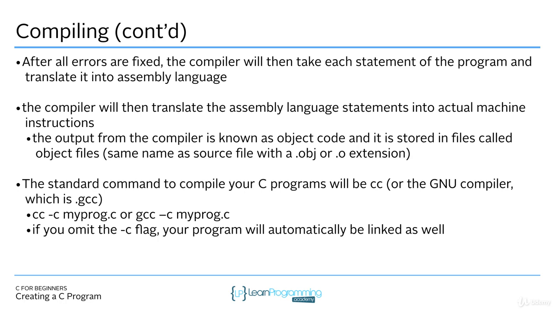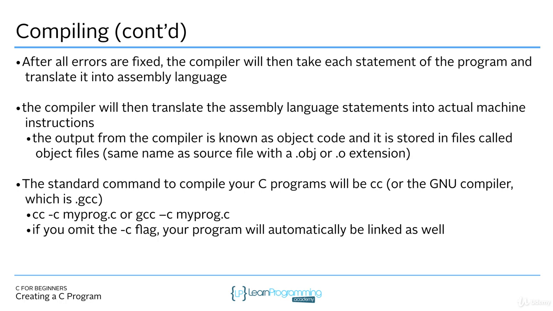You run that program and then you specify the input. Remember, the compiler takes as input the source files. You specify the input by using a -c flag and then specifying the source files, one after the other. So examples here are cc -c myprog.c, or if you're using the GNU compiler, which is a popular one, gcc -c. And if you omit the c flag, your program will automatically be linked as well, which is the next step.